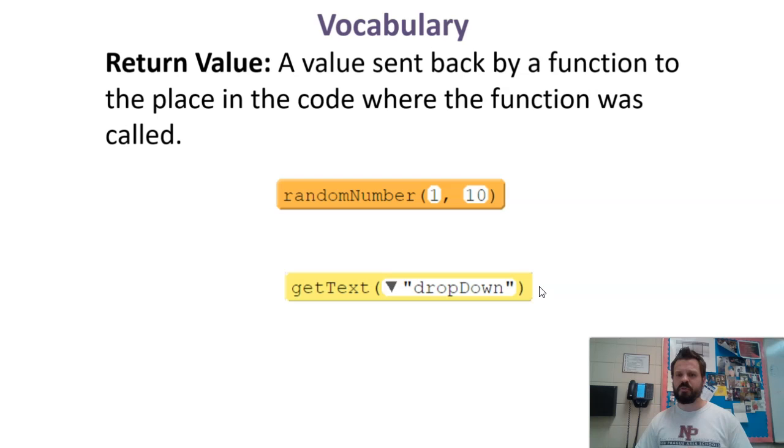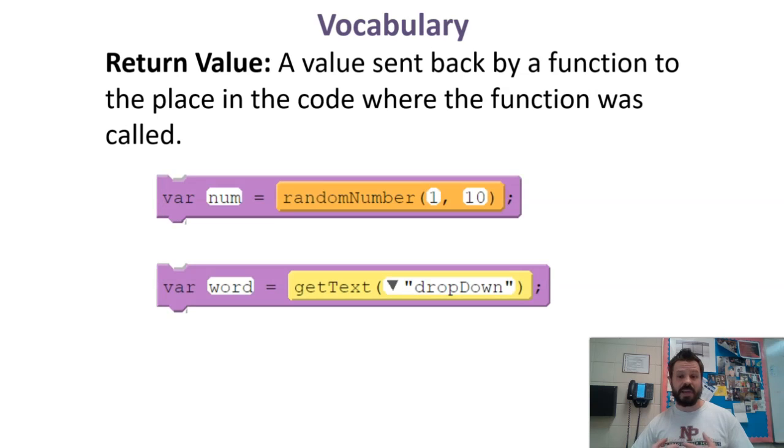And now typically with return functions, we don't just call them by themselves. I could have these two lines of code just floating around randomly in my program, but if they run, we're not going to see anything. Usually what we do with return values is we attach them to some kind of equal sign. So we'd return the random number and save it as a variable called num, or we could return what's in this drop box, the text, and save it as a variable called word. So they return them to the spot in the code that we called them.